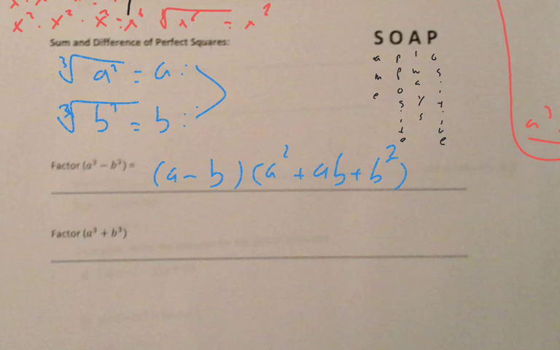Now let's look at the sum of perfect cubes. So we'll set up our parentheses. We have the sum, so it's plus, minus, plus. We already took our a cubed. The cube root of a cubed is a, so we have a plus b. In the middle, they're multiplied, a times b, then a squared and b squared. Alright, let's flip it over and do some examples.